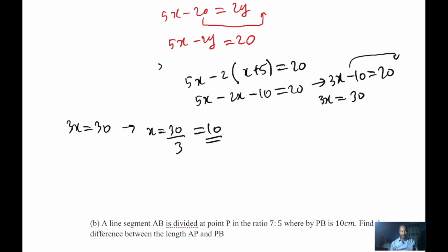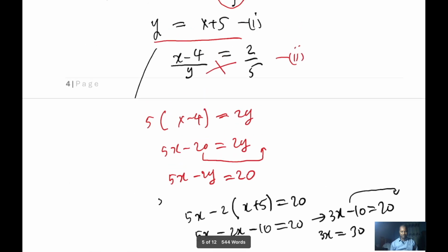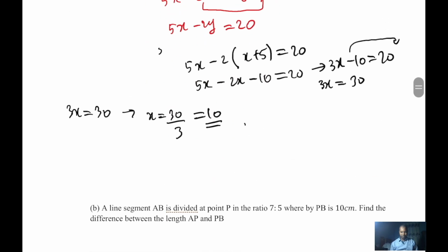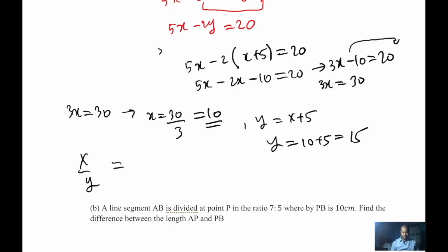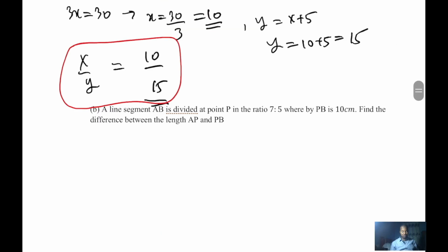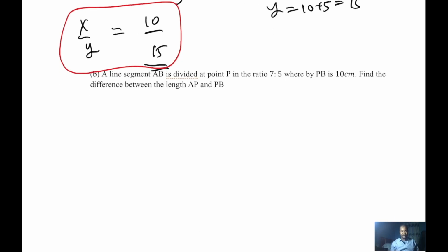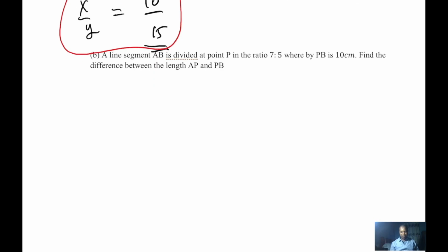So what about y? We are informed that y equals x plus 5. So y is x plus 5. It means y is 10 plus 5, which is equal to 15. So talking of the original fraction, x over y is actually now 10/15.